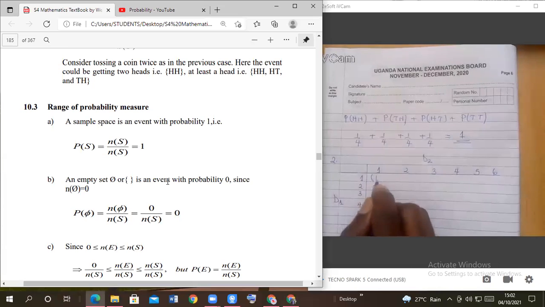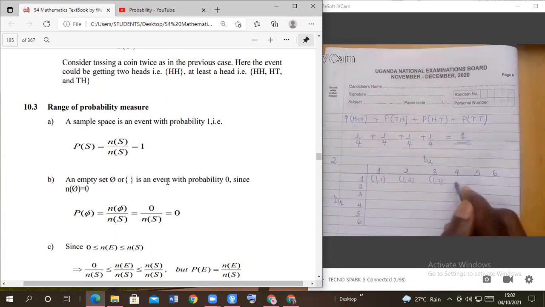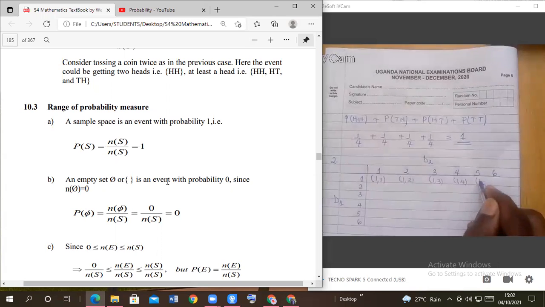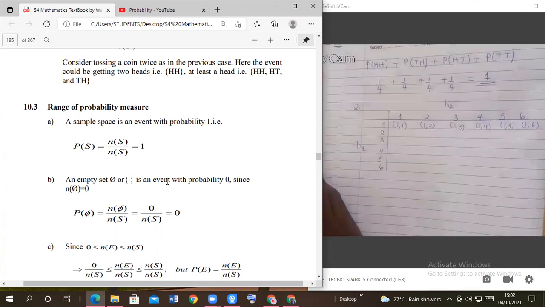So here we shall have what? 1, 1. This one you have already generated them, not so? 1, 1, 1, 2, 1, 3. This is 1, 4. This is 1, 5. That is 1, 6, up to the last one. That one we have already generated, not so?